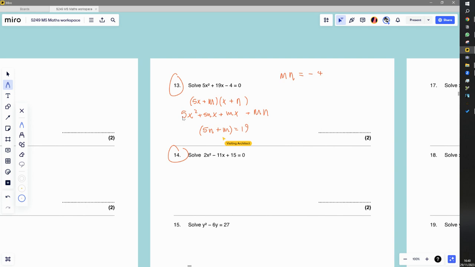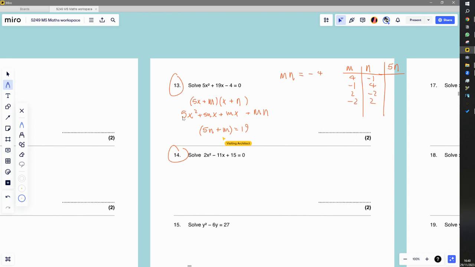So what we want to do this time, I would probably suggest doing a table for m and n, and then I'd probably do what is 5n. Okay, so we want to just start off with the factors of negative 4. So we've got 4 and negative 1, we've got negative 1 and 4, we've got 2 and negative 2, we've got negative 2 and 2.